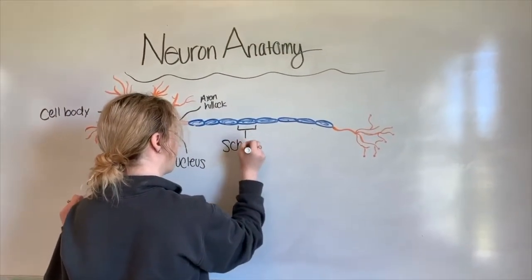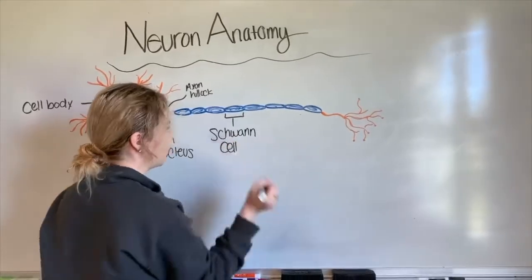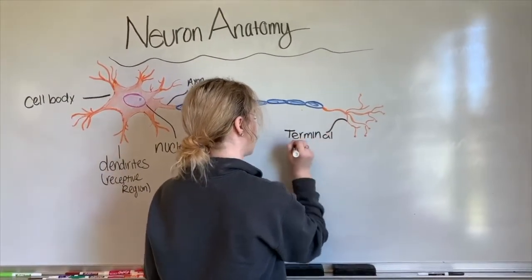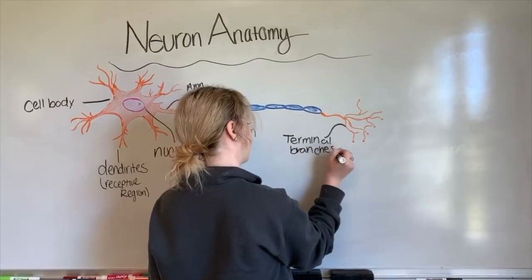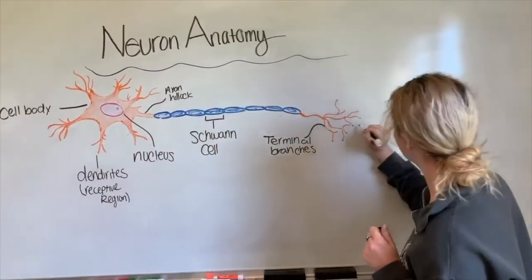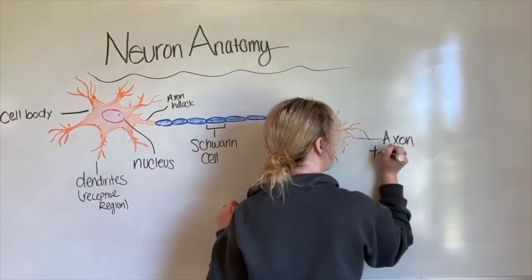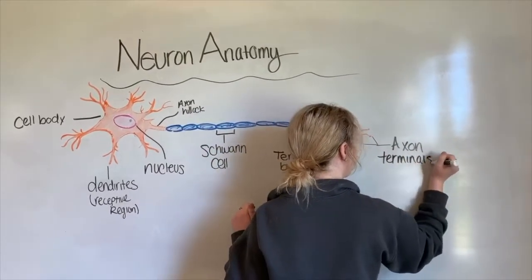The Schwann cell forms the myelin sheath which wraps around the axon. The Schwann cell helps to make the action potential go faster. The axon then branches out into terminal branches. At the end of the terminal branches, we have the axon terminals, which secrete neurotransmitters.